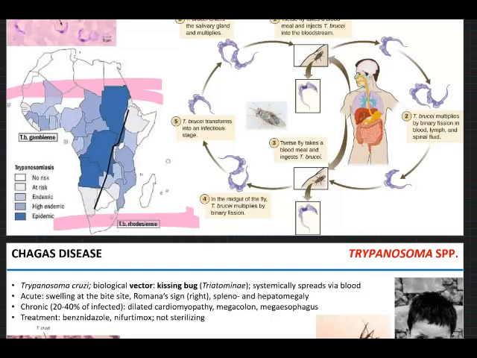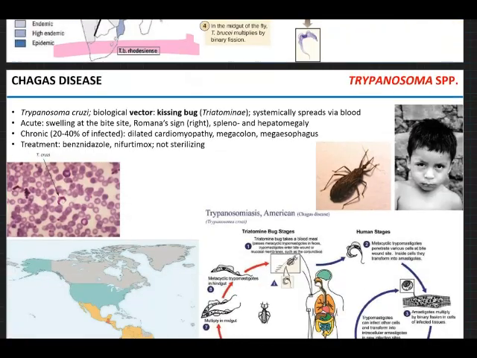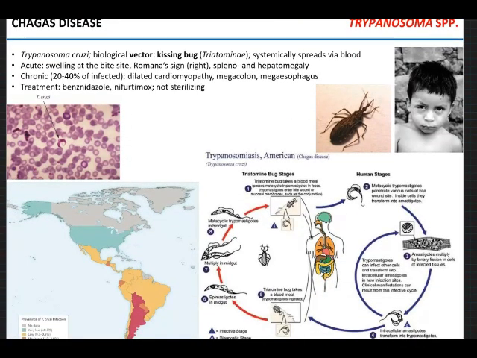Now, what's interesting is that there's another disease caused by a different Trypanosoma, Trypanosoma cruzi. Trypanosoma brucei, the causative agent of African sleeping sickness, is only in Africa. Period. That's it. Trypanosoma cruzi is only in South and Central America. To be honest, the transmission route is much cooler.